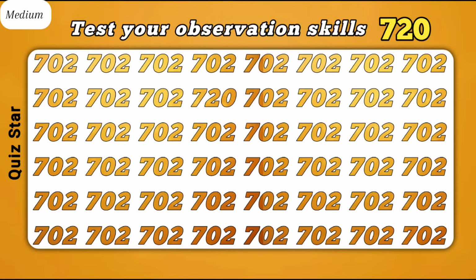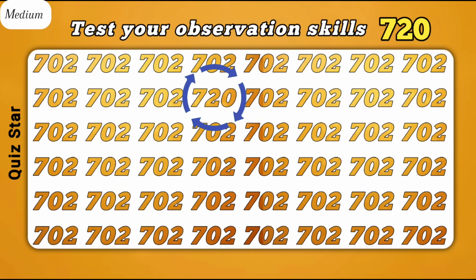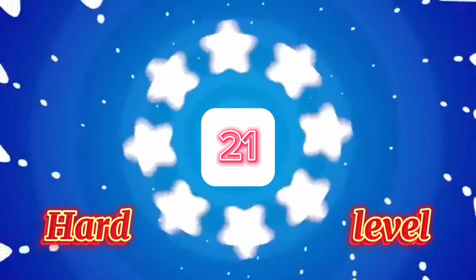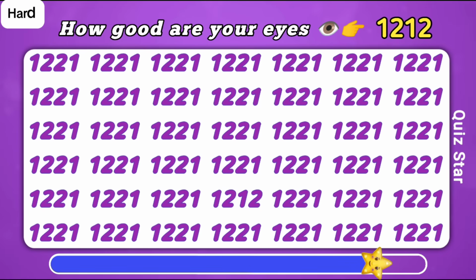Test your observation skills. Find 720. Wow, senior and junior viewers completed medium level. Start with the hard level. Hey, senior and junior viewers, how good are your eyes? Find double 12.